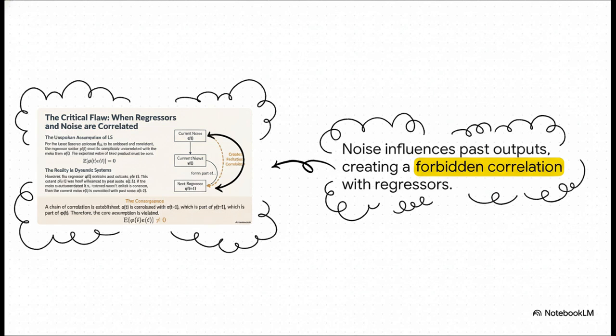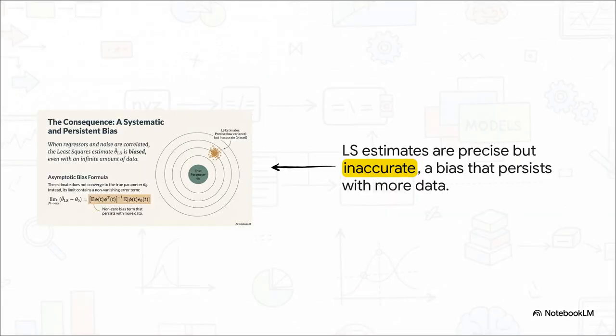The very noise that we're trying to filter out is actually baked into our predictors, and that is a huge problem. And this, right here, perfectly illustrates the consequence. The least squares estimate becomes biased. It's like having a world-class marksman who has a perfectly steady hand. All their shots land in this tiny little cluster, but they're aiming at the wrong target entirely. The estimate is precise, sure, but it's fundamentally inaccurate.